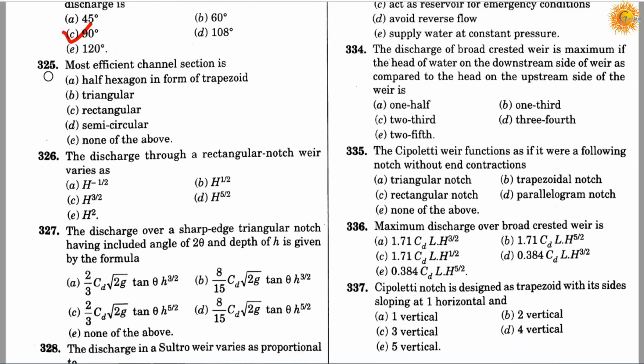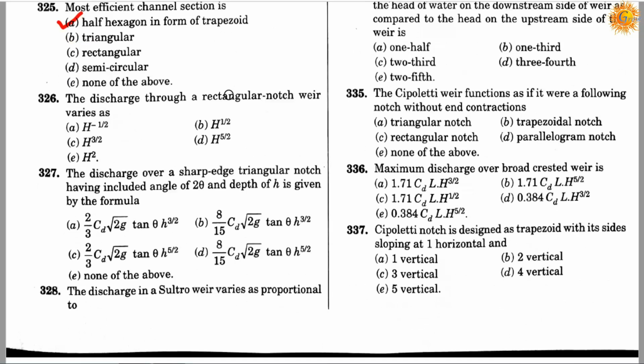Question number 325. Most efficient channel section is: option A, half hexagon in the form of trapezoid; option B, triangular; option C, rectangular; option D, semicircular; option E, none of the above. So the correct answer is A, it will be half hexagon in form of trapezoid.